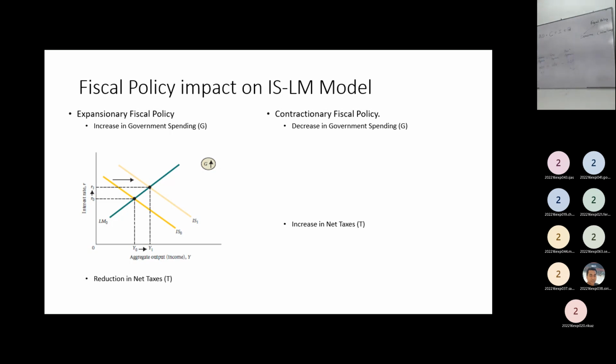Also look at how the increase in net taxes affects this equation. Show that and also draw the curve. If you're done, please raise your hand.